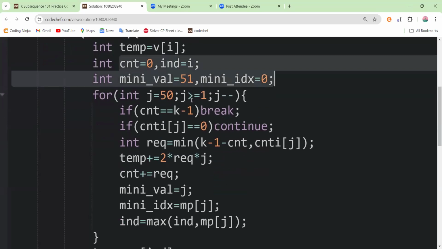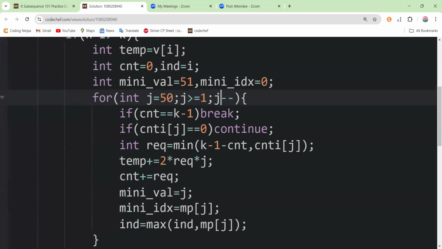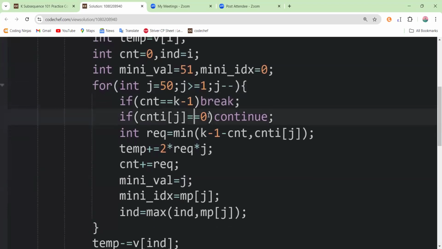Since I know that I want to take a maximum of k minus 1 elements, I simply traverse from j equals 50 to j greater than or equal to 1. So traversing from 50 to 1. First of all, I will take all the 50s that are present towards the right, then all the 49s, then all the 48s, then all the 47s, something like that. So is the logic clear why I'm going from j equals 50 down to j greater than or equal to 1? Yes. So now if my count, that is the total number of numbers that I have already taken from the right, is already k minus 1, I will simply break. If I have already completed the request for k minus 1 numbers, I will simply break.